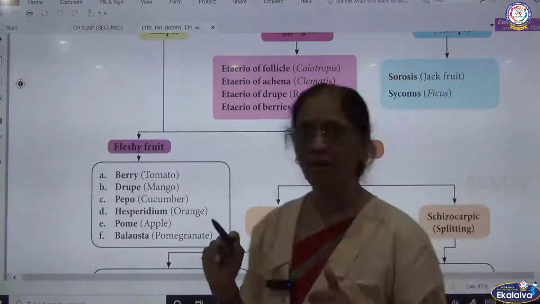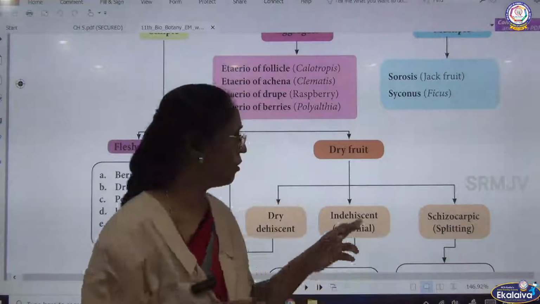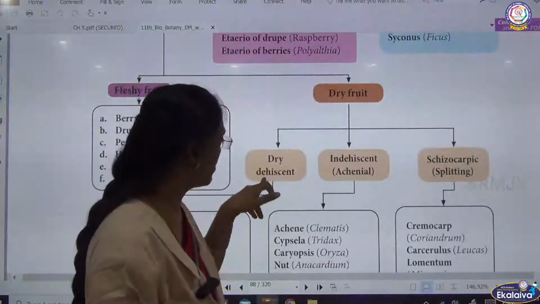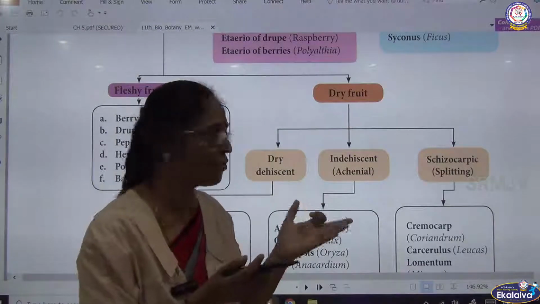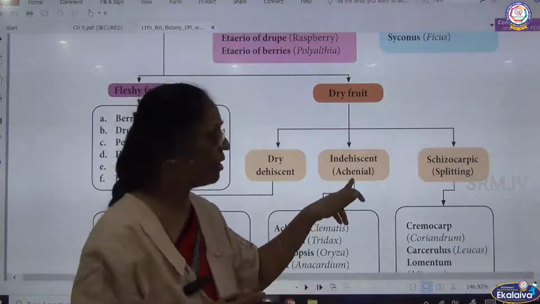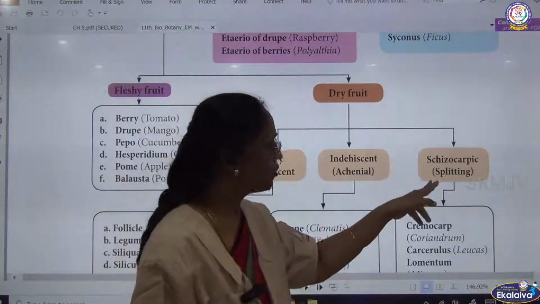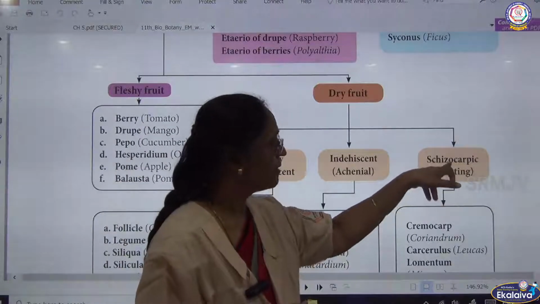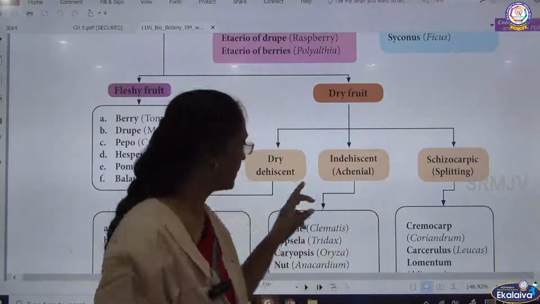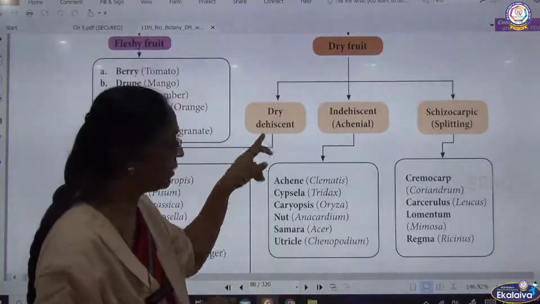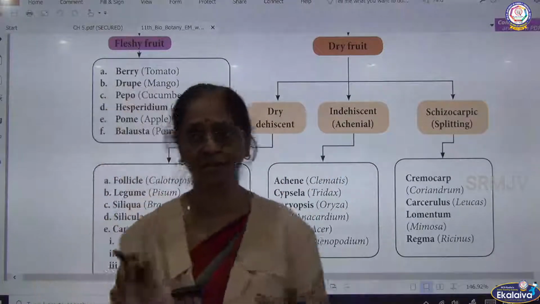In dry fruits, we said whether they split open or not. Based on that, we call it dry dehiscent if it splits open. If it doesn't, we call it indehiscent. A combination of the two, when it splits, then you call it schizocarpic. This is open, it opens up, whereas this one only splits.